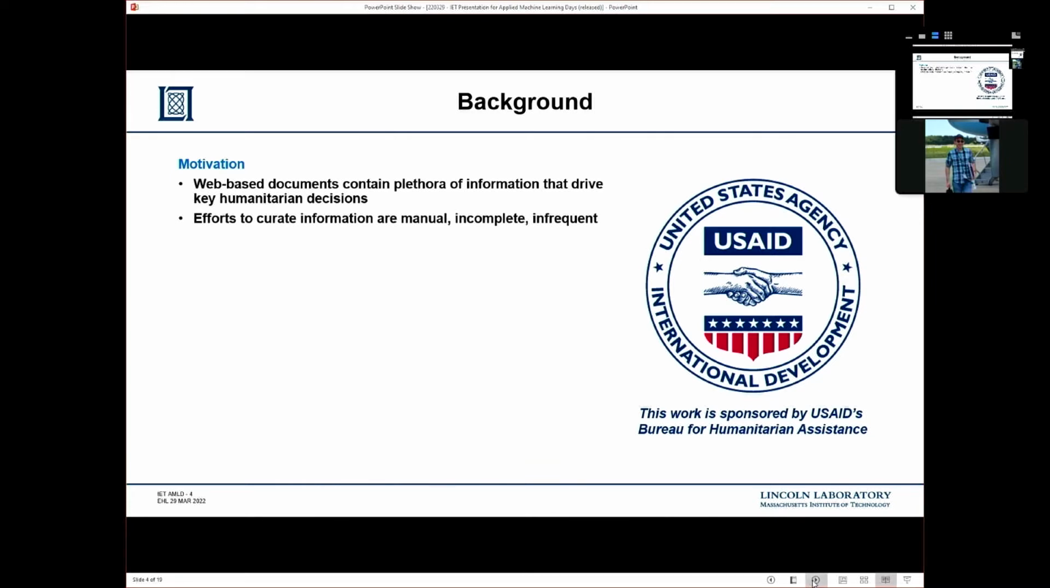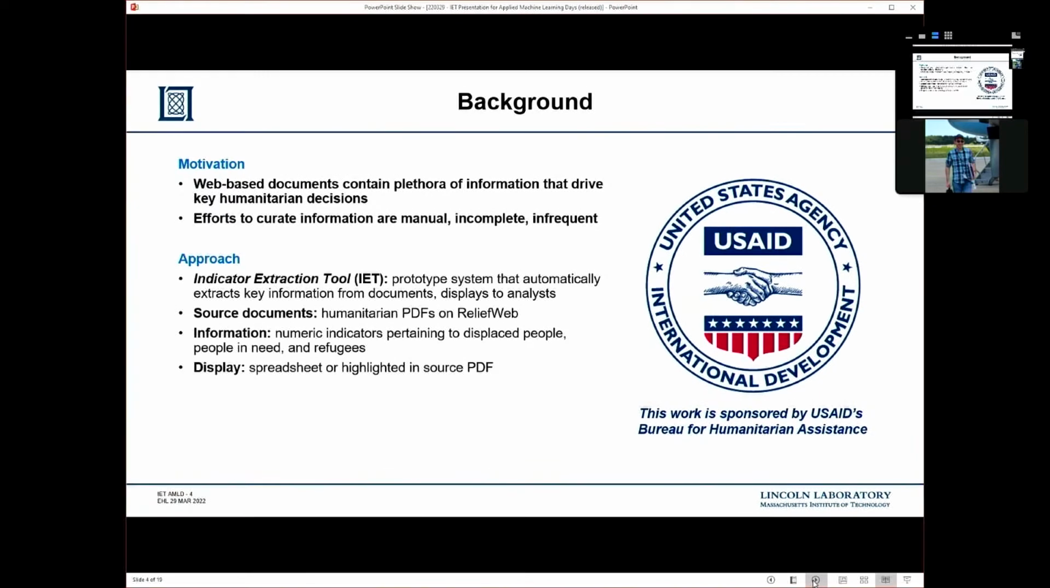And so wouldn't it be nice if there was some sort of software system that could make the job of extracting data from these documents easier for them? So motivated by this, USAID approached us and asked us to develop a prototype software system that could do this sort of thing for them. So we developed something that we call the indicator extraction tool. I'll talk a fair amount about this over the next few slides.